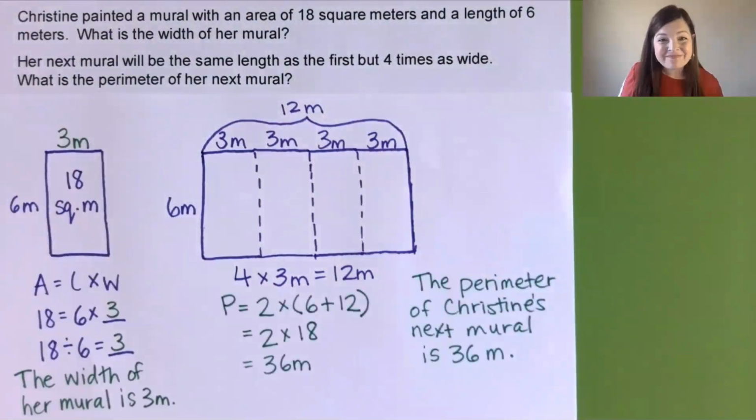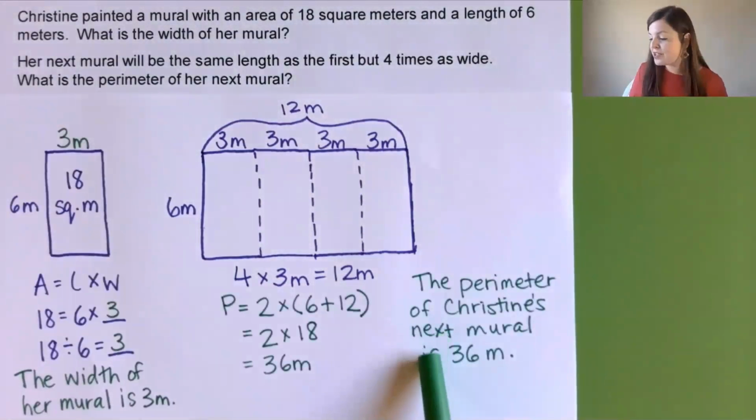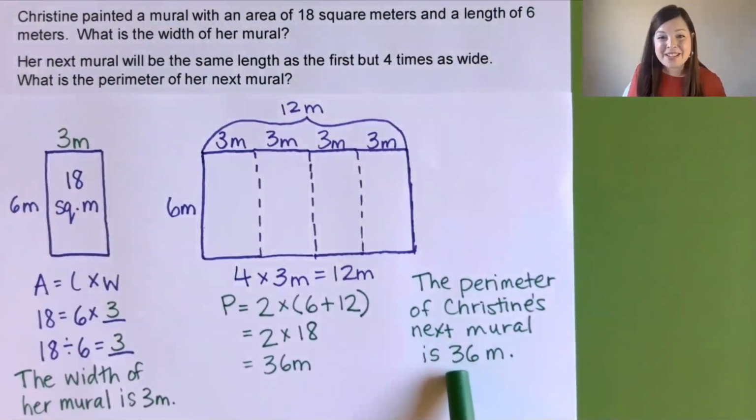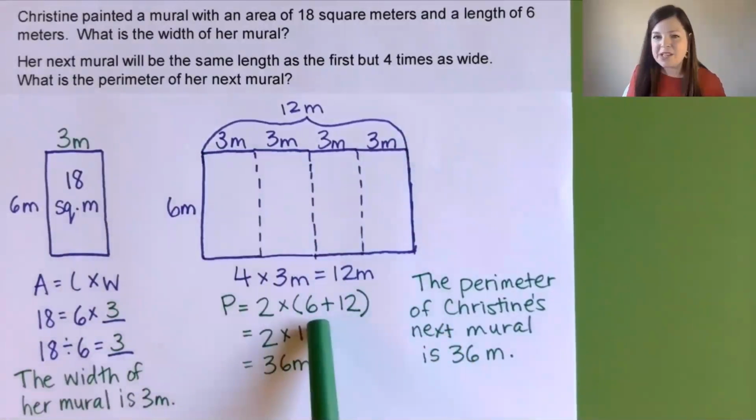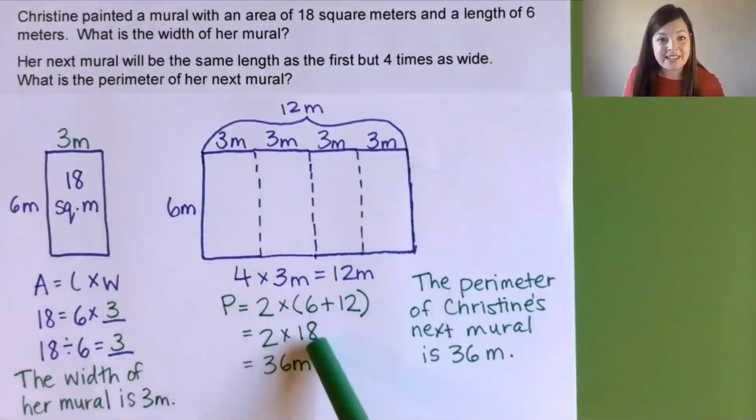Welcome back. Did you find the perimeter of Christine's next mural is 36 meters? Here's how I solved for the perimeter. I added the length and the width, so 6 plus 12, which gave me 18, and then I doubled 18, which gave me 36 meters.